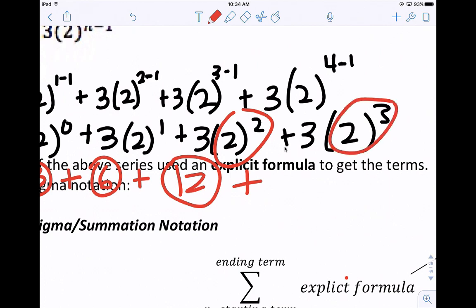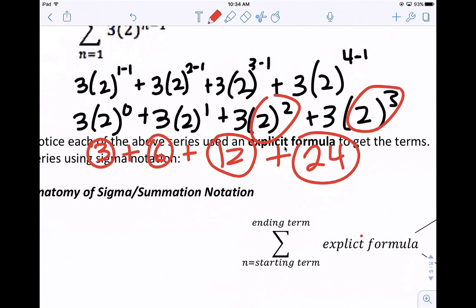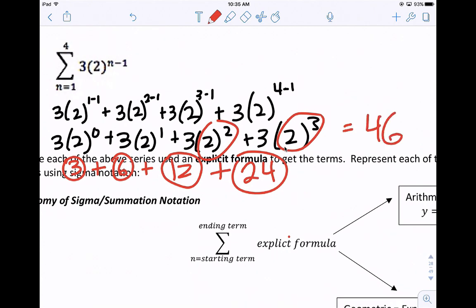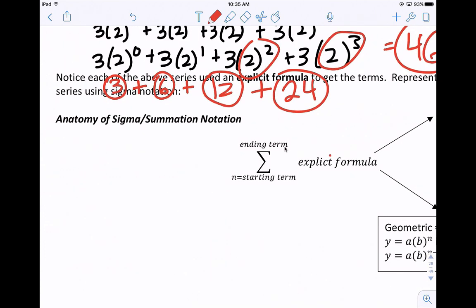Plus 2 to the 3rd is 8. 8 times 3 is 24. So we're going to add all these up. 3 plus 6 plus 12 plus 24, and I believe the answer is 46. So again, to reiterate, here's the anatomy.